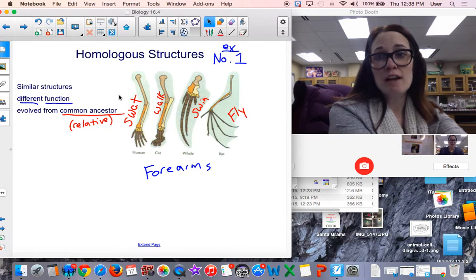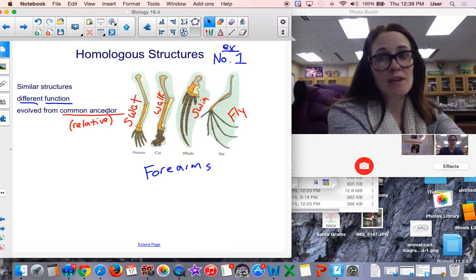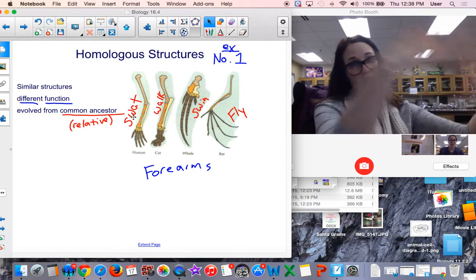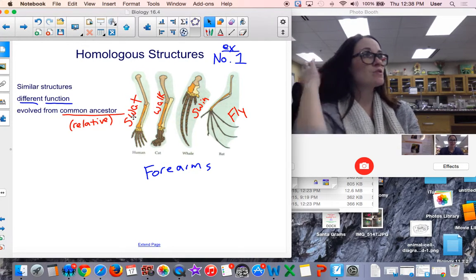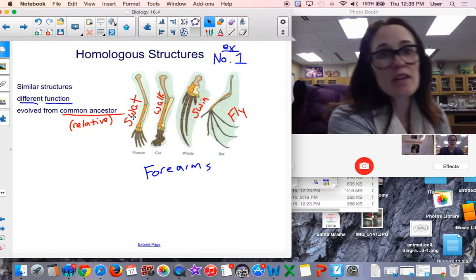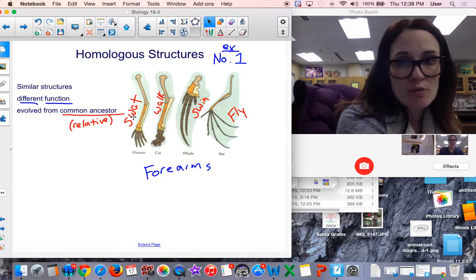And also, right, underline, they evolve from a common ancestor. An ancestor is like a common relative. So they have the same great-great-great-great-grandma, for example.